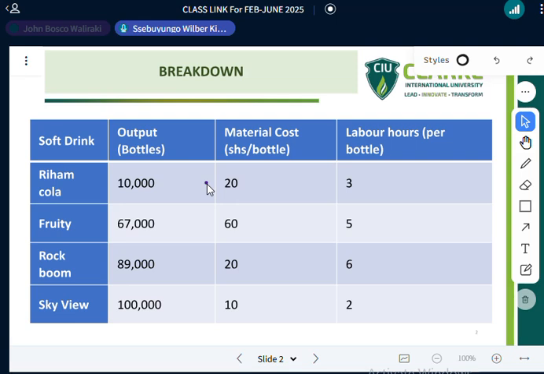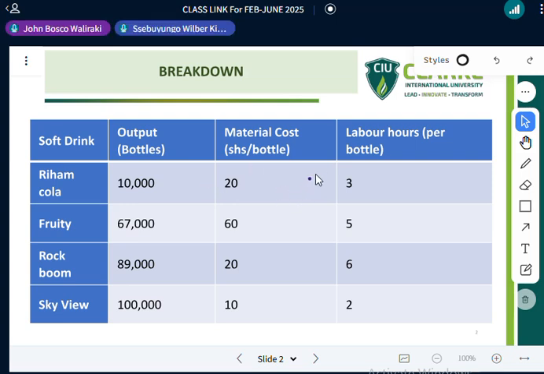So here we have output. In the output column, we have the number of bottles that are produced, and that's why you see Riham has 10,000, Fruity 67,000, and the others. So those are the production volumes that have been produced, or that are to be produced.